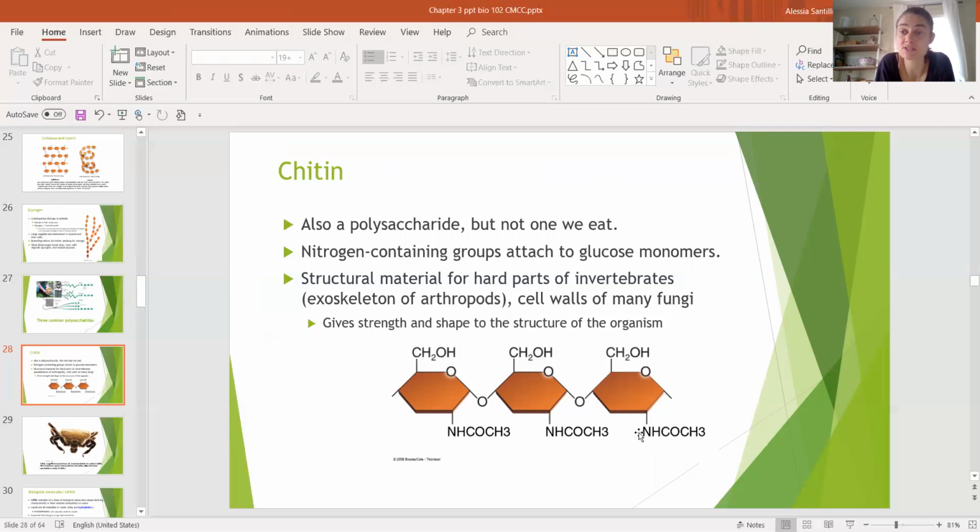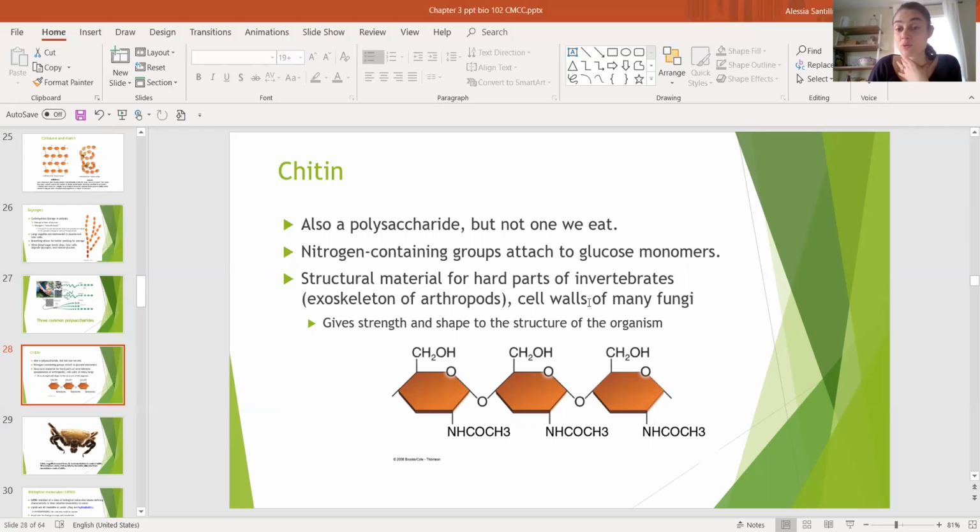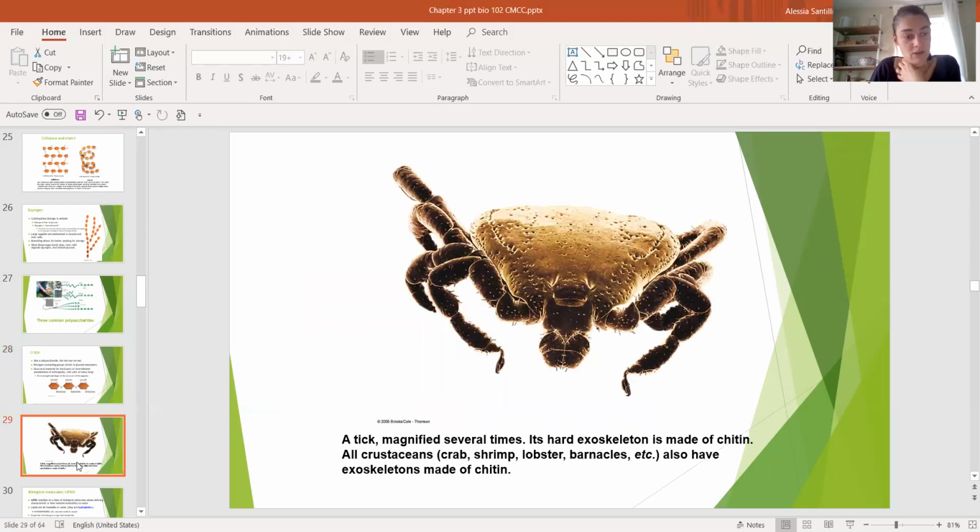And this chitin also is there for structure and strength support, but it's for strength support for things like invertebrates, like the exoskeleton of arthropods. So the exoskeleton, that hard shell of lobsters or crabs or insects like ticks, right? This is the thing I was talking about. This whole structure right here is made out of chitin, and it's a very, very strong thing. It can also make the cell walls, which is again just that barrier around the cell, of many fungi. It gives strength and shape to the structure of the organism.